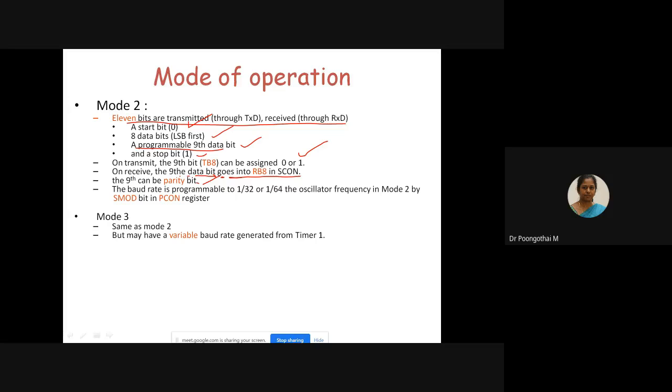From your PSW. Here the baud rate is programmable, either 1 by 32 or 1 by 64 of the oscillator frequency. And mode 3 is similar to your mode 2, but may have a variable baud rate generated from timer 1. So this one supports 9-bit full duplex transmission and reception.